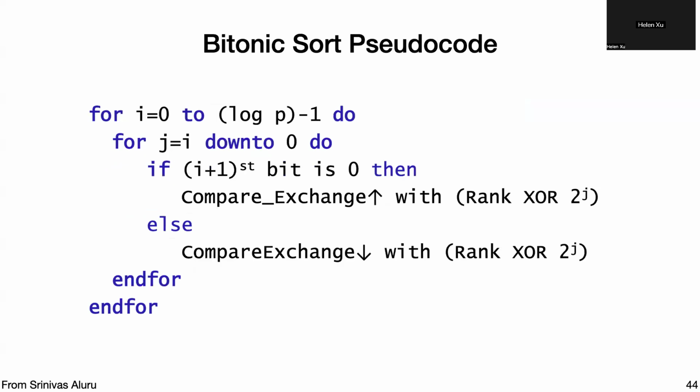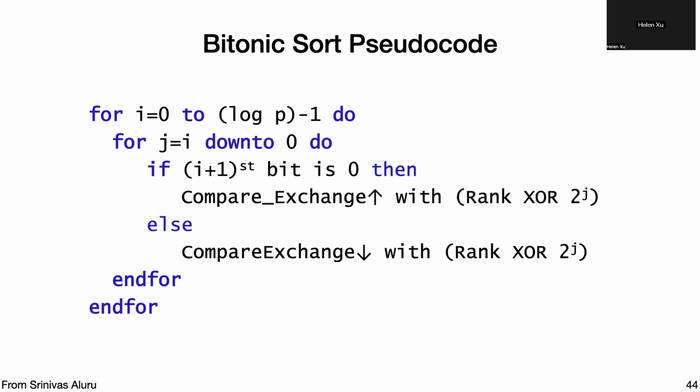Yeah. And this is the pseudocode, and you can see it's very simple. There are two loops: for i up to log p minus 1, for j down to 0. And then compare exchange is what is on the wire. So this is compare exchange, pointing this way, so max goes on top, and then min goes on the bottom.